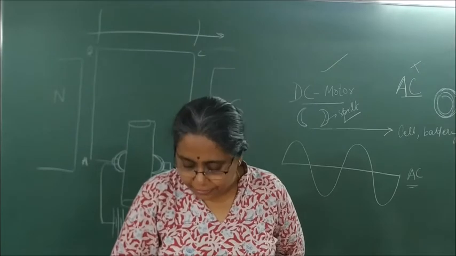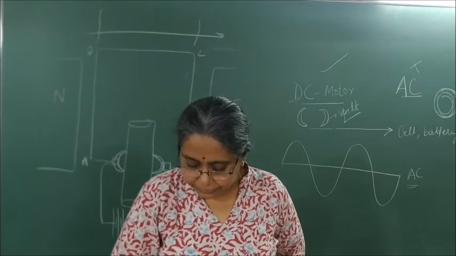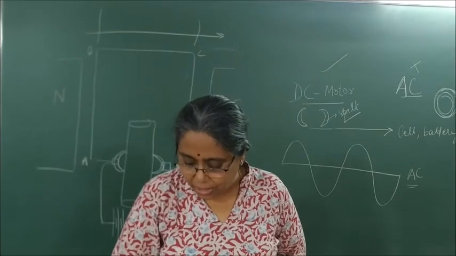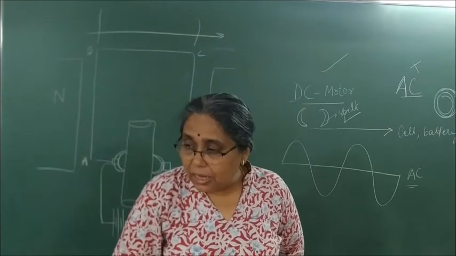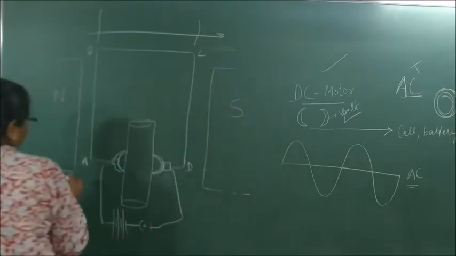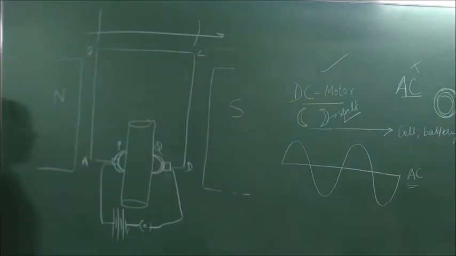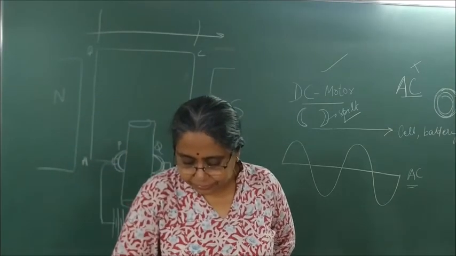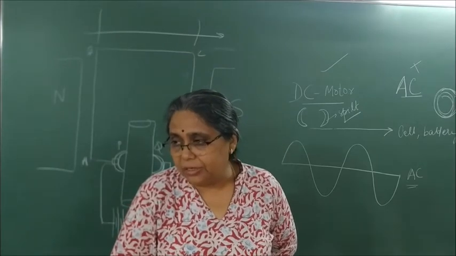Fine. Third point. The ends of the coil are connected to the two halves, P and Q, of a split ring, which are then mounted to an axle.